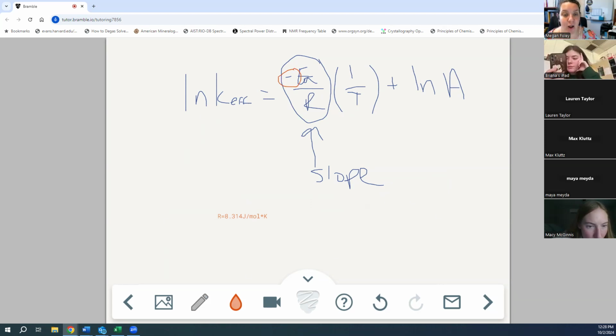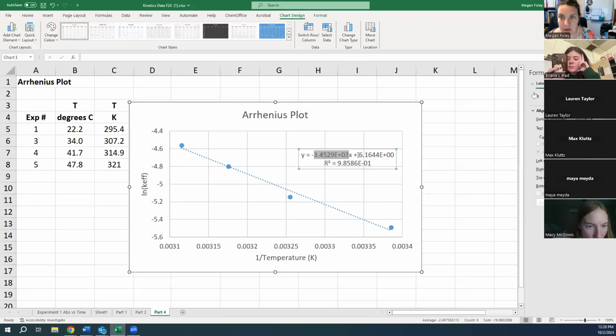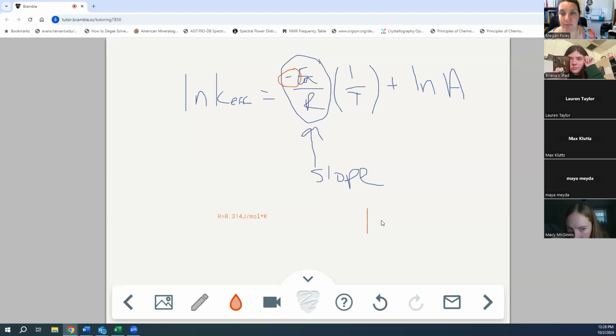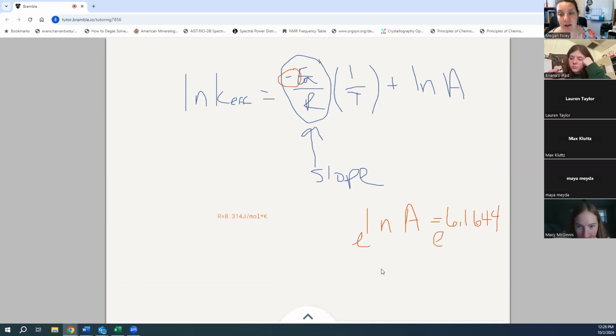And then if we take our y-intercept in our graph, this value right here, 6.1644, that's the ln of A, since the other term is at 0. If we set ln A equal to 6.1644 and take e to both sides, A will equal e to the 6.1644. And we can find our A value. That's the last of the math you need to do for this lab, and the last of everything for this lab.